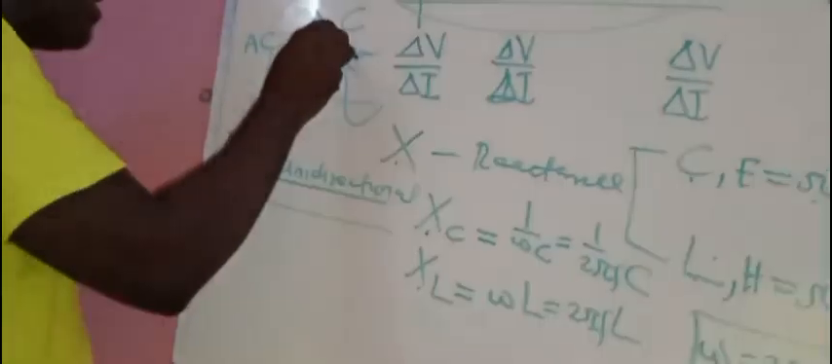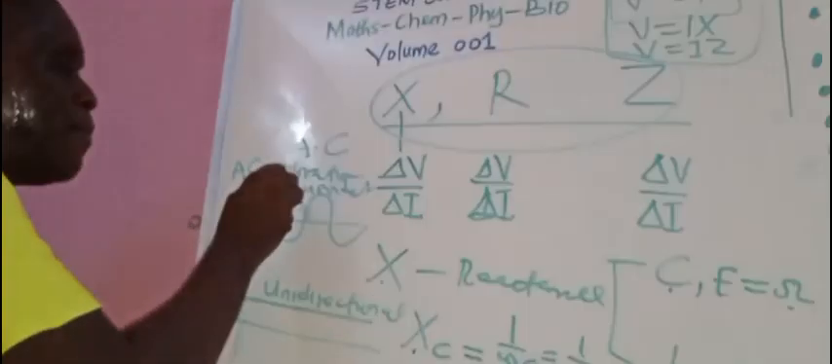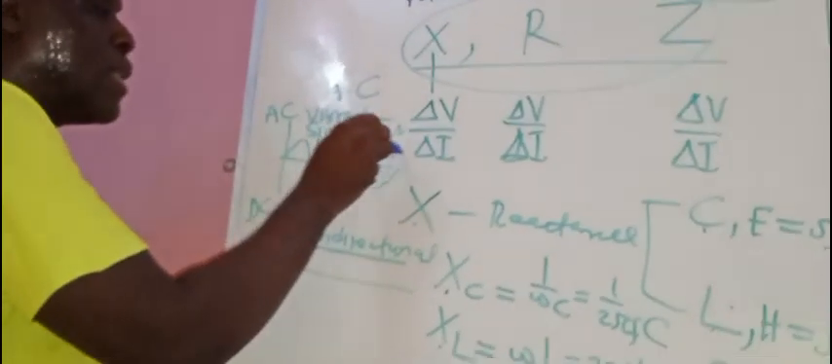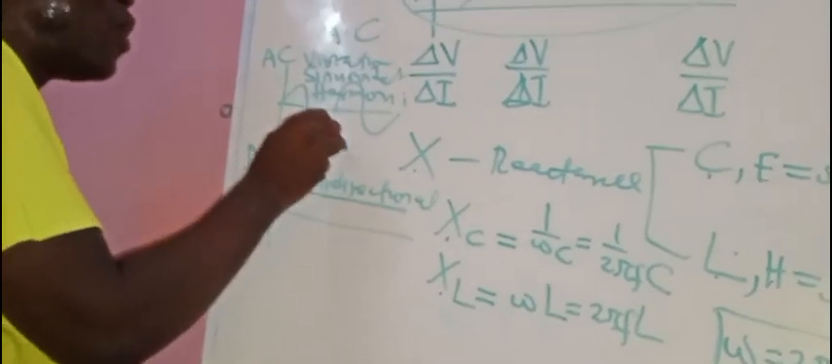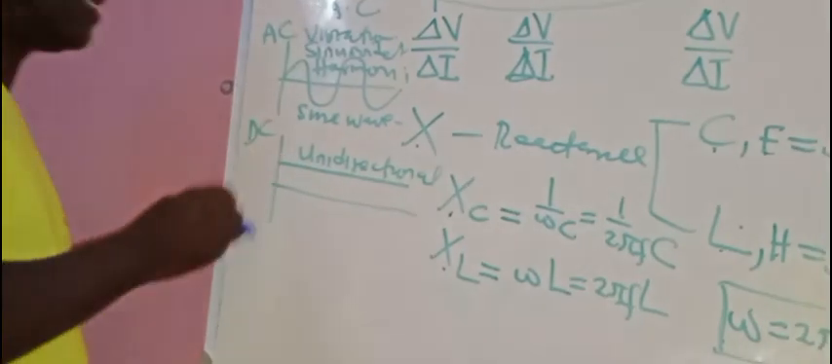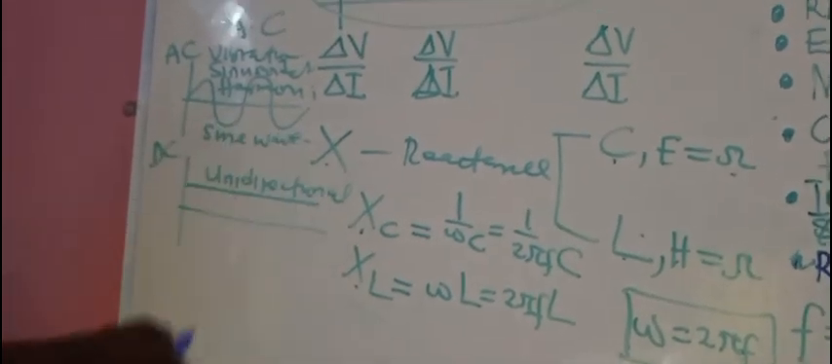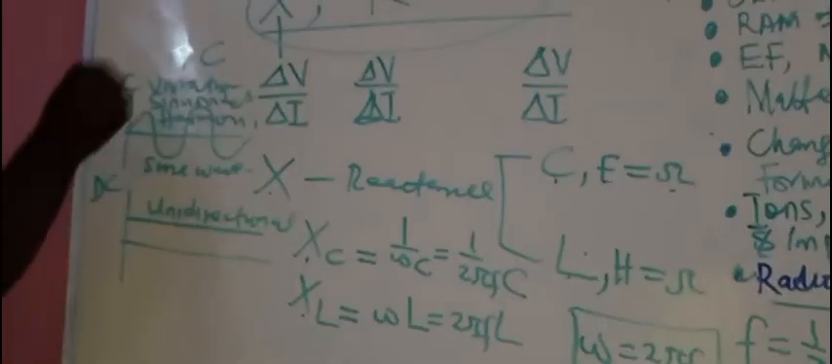Or you say it is sinusoidal, or you say it is harmonic, meaning it moves like a sine wave. So many names. AC is vibrational, sinusoidal, harmonic, it moves like a sine wave. But that of DC is unidirectional. Okay? Now, what are the sources of voltage?